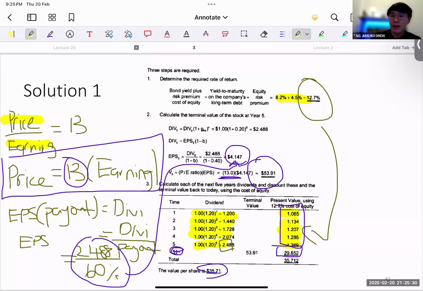The trailing PE and all this, we will go into a lot of details in the last lecture. We'll go through how we calculate trailing PE and the figures to pick. So it's a bit on the last lecture, but I just wanted to highlight this.